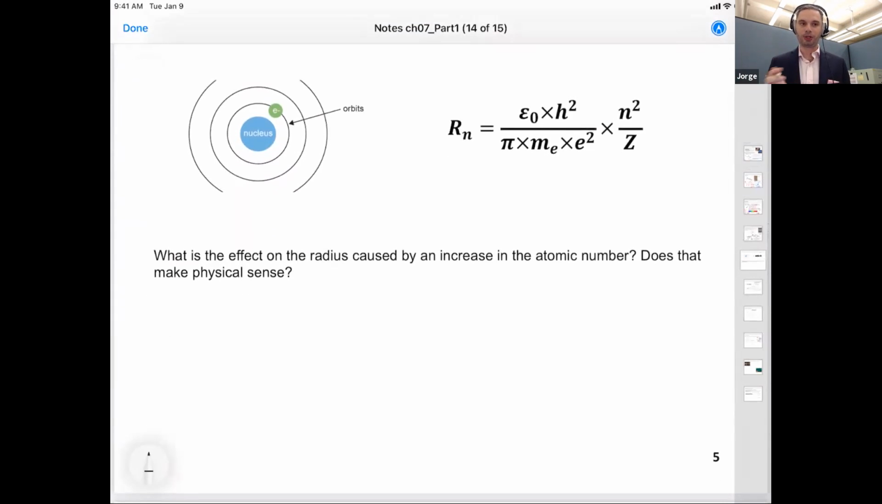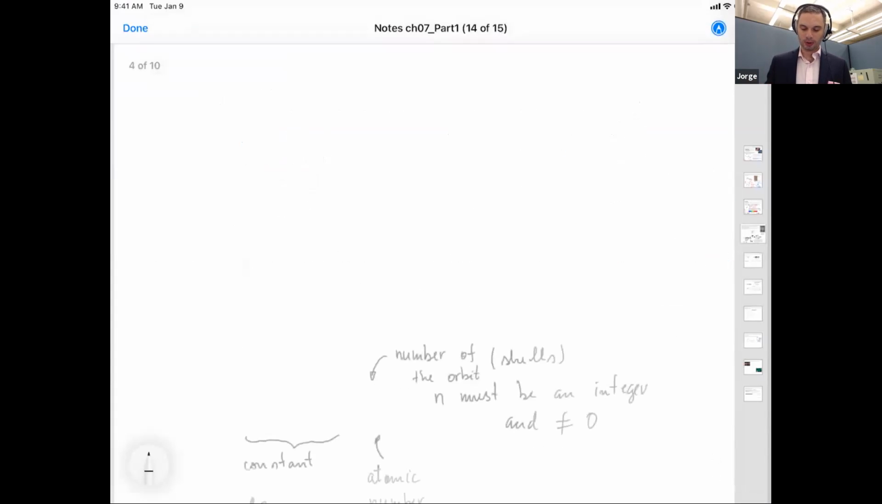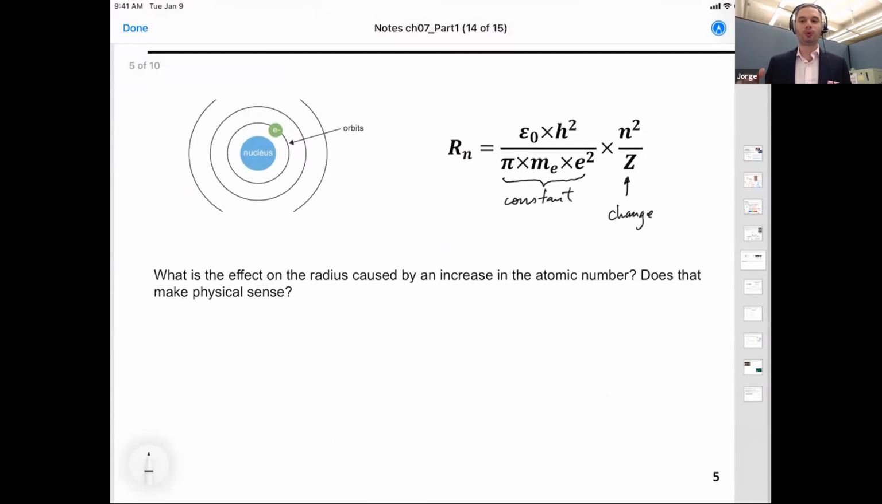Look at the equation. Always look at the equation. Remember that this whole first thing here is a constant, so that will never change. We are now keeping n constant and changing z, okay? So now that's the guy that's going to change. We are going to change z and see what happens with the radius.